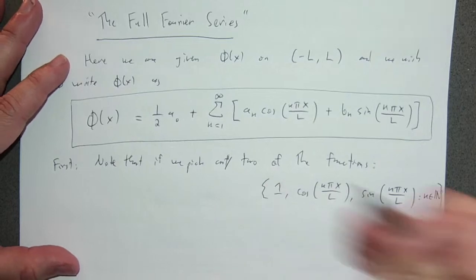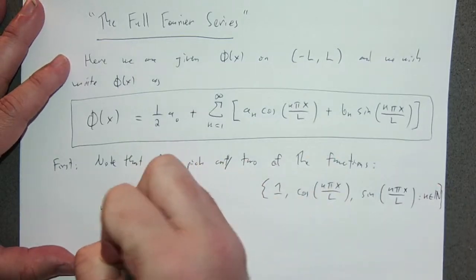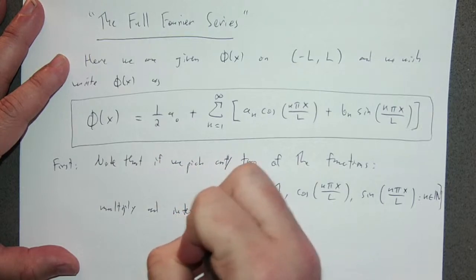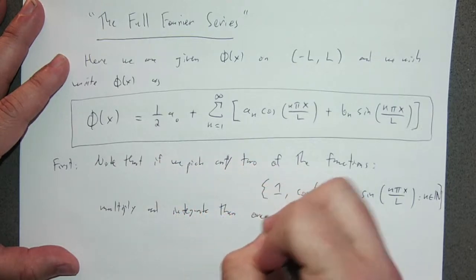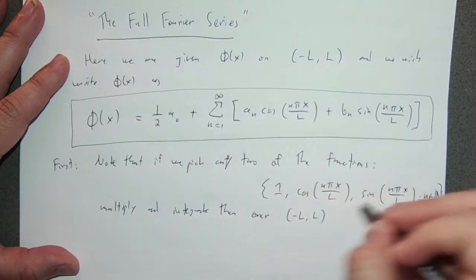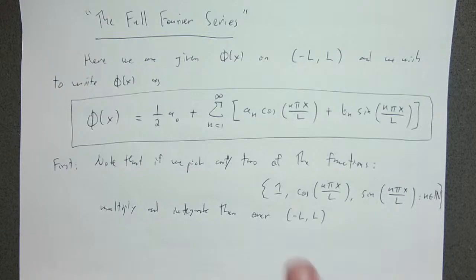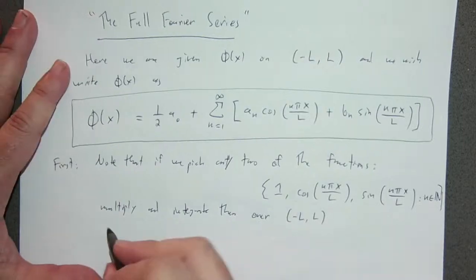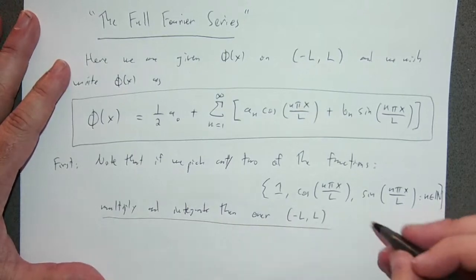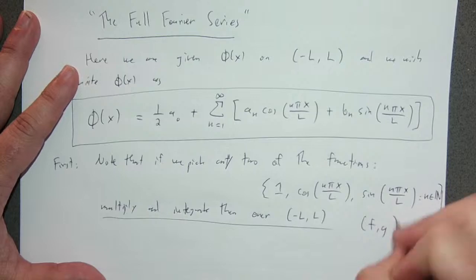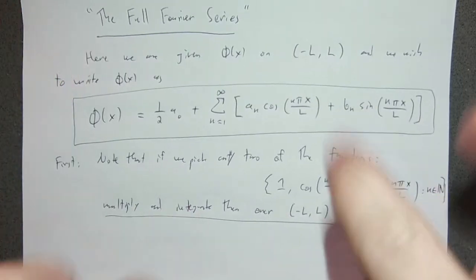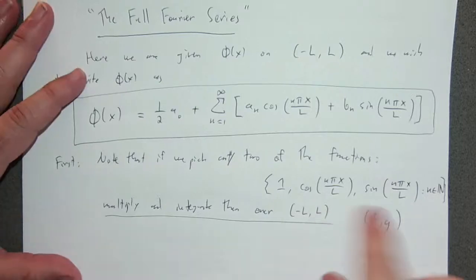So pick any of these two functions, multiply and integrate them over the interval minus L to L. We'll see what we're doing here is actually we're computing their inner product, right? So the analog of the dot product for us for finite dimensional vector spaces, we're doing this for infinite dimensional vector spaces here. We're computing their inner product is what we're doing when we say to do this. So multiply and integrate them over minus L to L. We'll see that we're actually computing the inner product fg, or f dot g if you want to think of it like that. Okay, when we do that, what do we get?